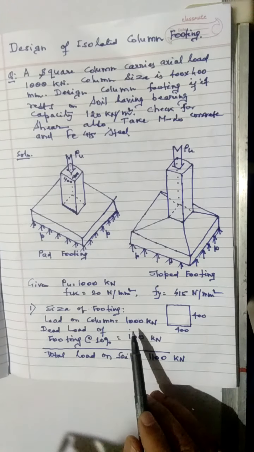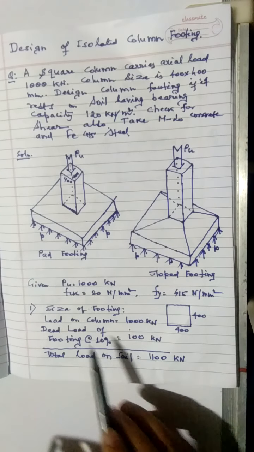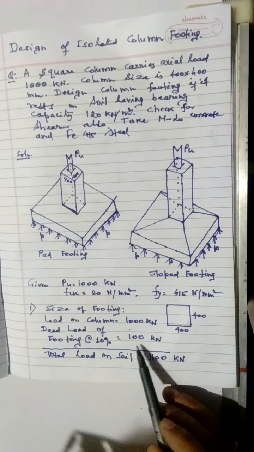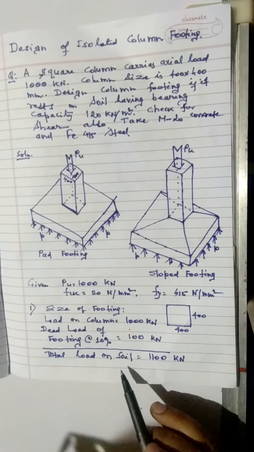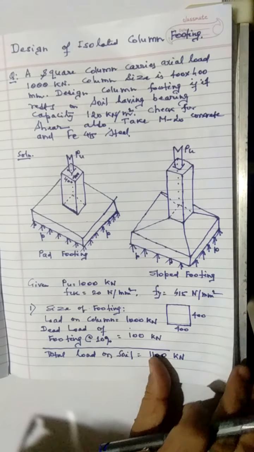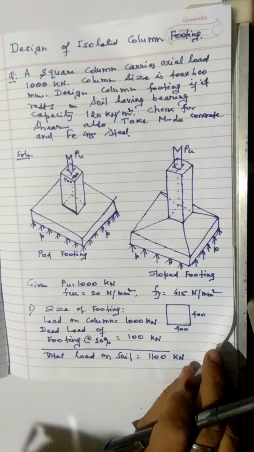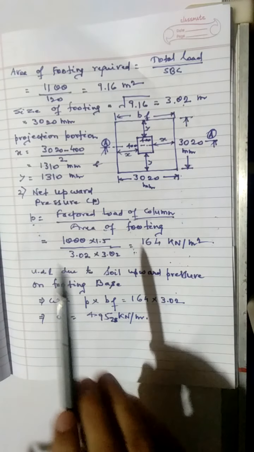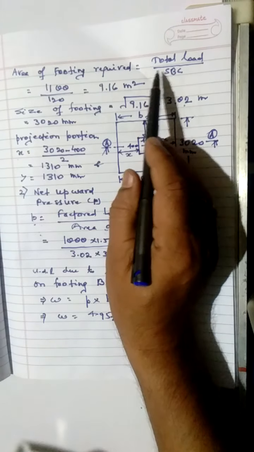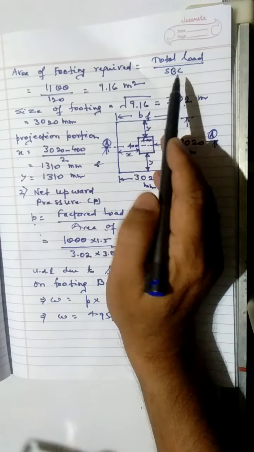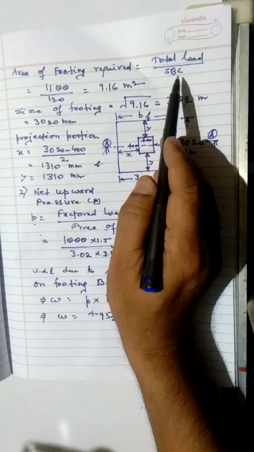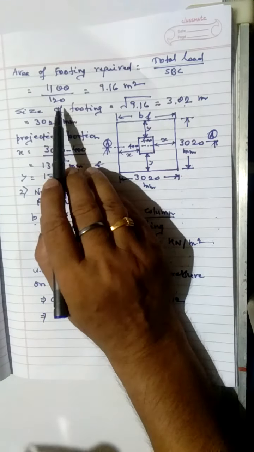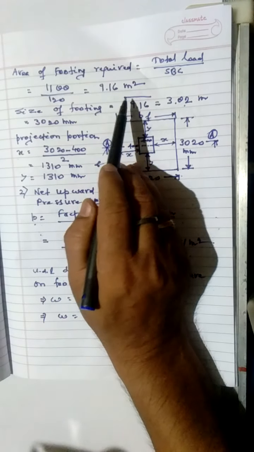Along with this column load, the self weight of footing, that is the dead load of footing, is taken at the rate of 10% of the column load, that is 100 kilonewton. So the total actual load comes to 1100 kilonewton on the footing from the column. With this, we can calculate the area of footing by taking a ratio of total load divided by SBC, the safe bearing capacity of soil, which is given in this problem as 120 kilonewton per square meter. So 1100 divided by 120 equals 9.16 square meter.